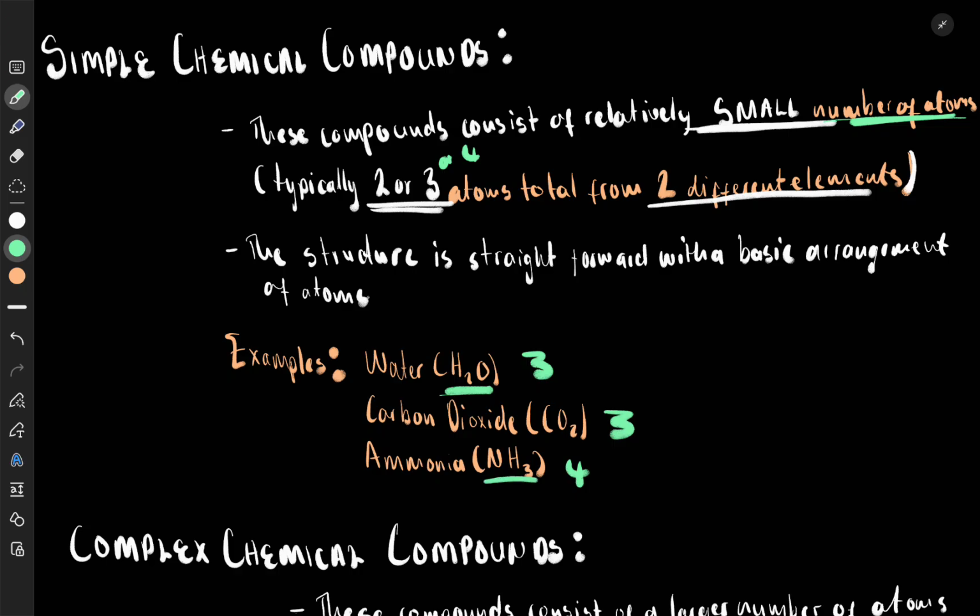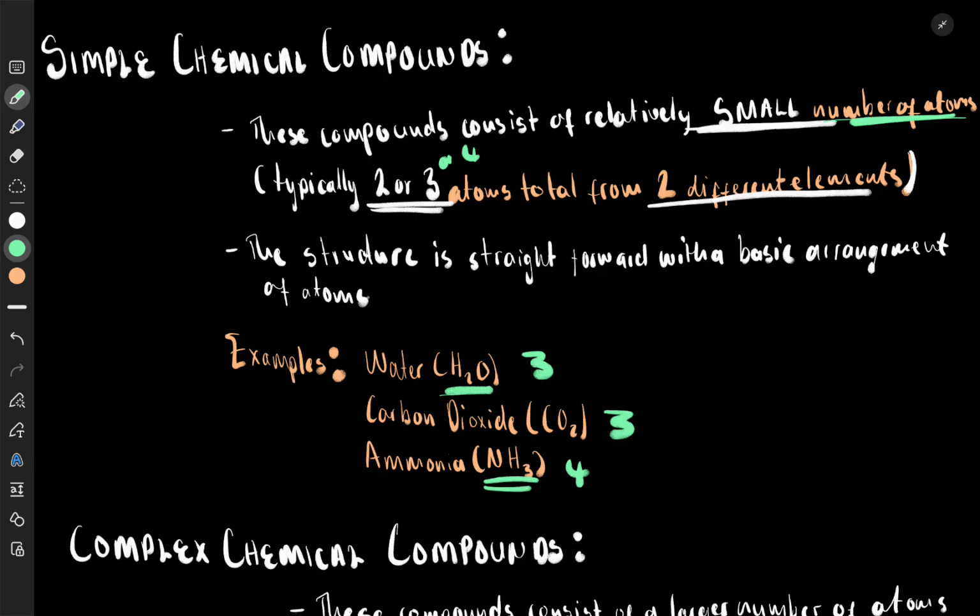Okay, here's another one, ammonia, right? It only has nitrogen and hydrogen that have come together. Nothing complicated, nothing special. We call this a simple chemical compound. And one thing you should know is that these simple chemical compounds will be non-metals together. But we'll talk more about another way of separating.